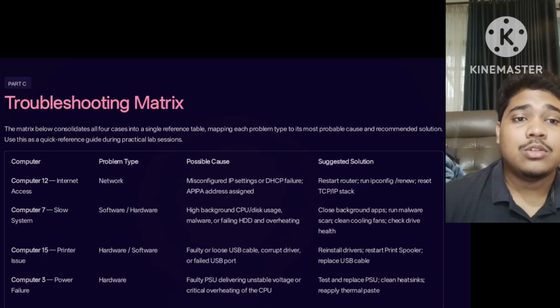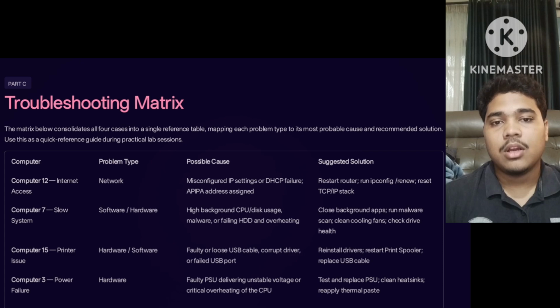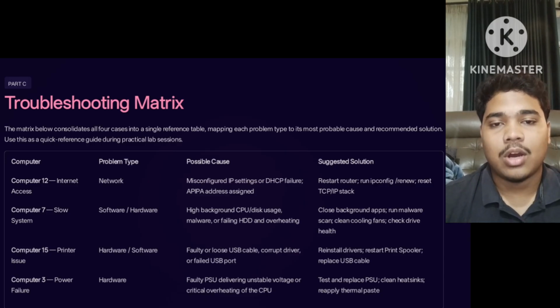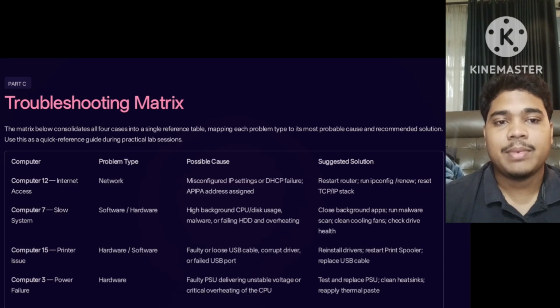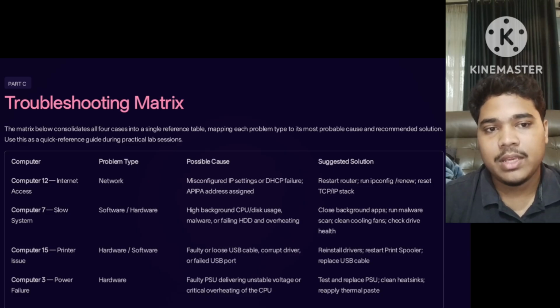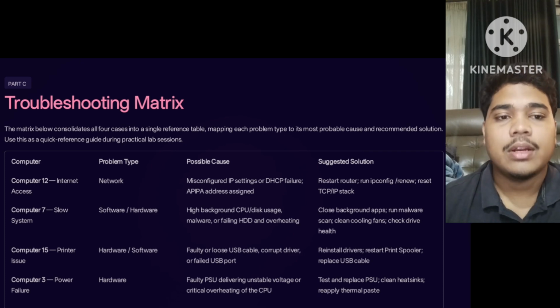The testing method is to plug the printer into another USB port to check if the port is the issue. We also connect the printer to another computer to confirm whether the problem is within the printer or the original system. The suggested solution is to reinstall or update the printer drivers so the system can recognize the device. If the issue is hardware related, we can replace the faulty USB cable or use a working USB port. By following these steps, we can identify the root cause and ensure the printer is properly detected and functioning.